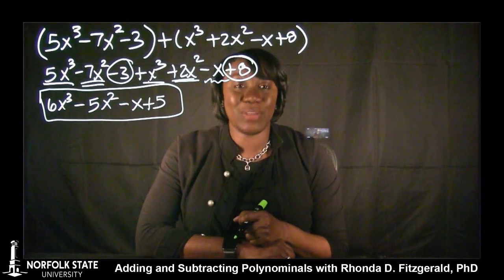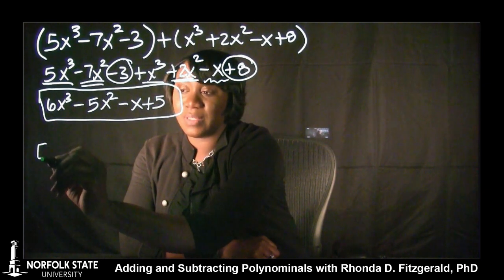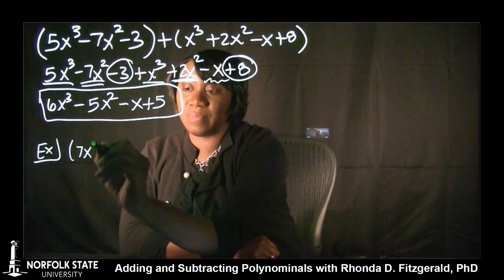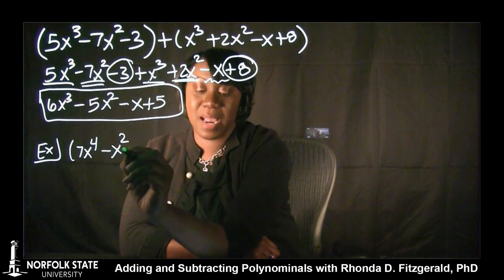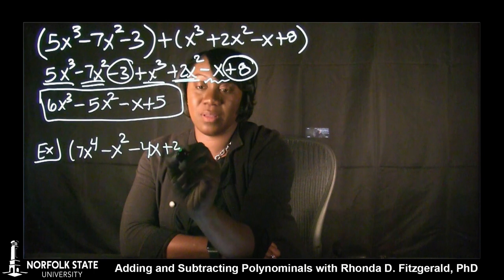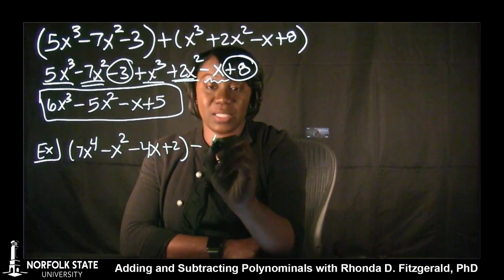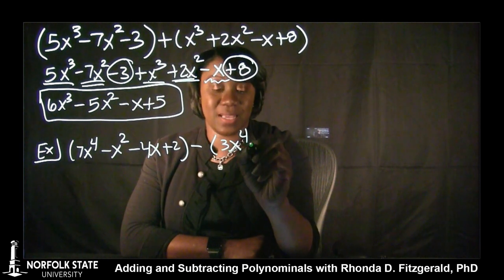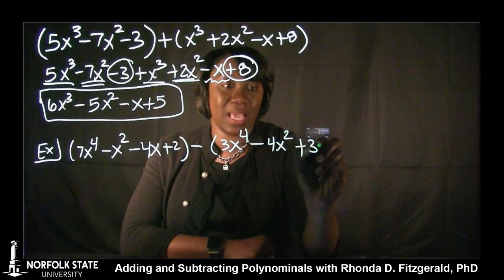So let's look at one other example. Here we want to take the quantities 7x to the fourth minus x squared minus 4x plus 2. And I want to subtract 3x to the fourth minus 4x squared plus 3x.